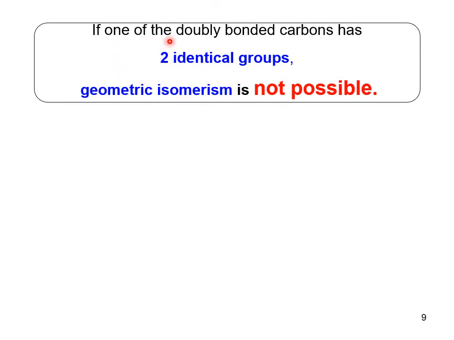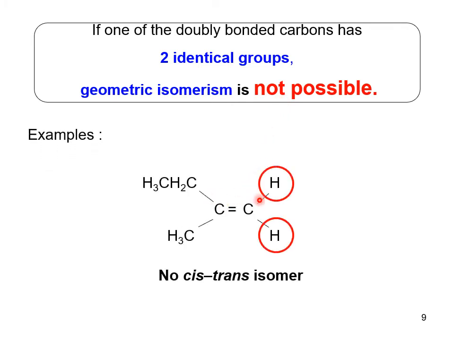If one of the doubly bonded carbons has two identical groups, geometrical isomerism is not possible. Let's look at this example. Yes, with a carbon-carbon double bond, it fulfills the first requirement. But the second requirement is that it must attach with two different groups. But for this compound, they are the same. Hydrogen is the same. That's why this is not cis-trans isomer. Please take note.